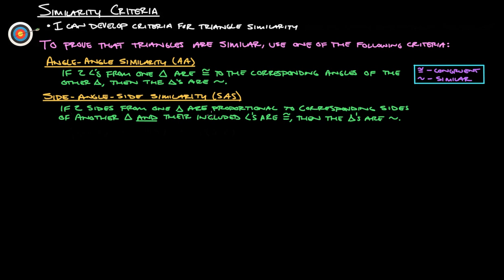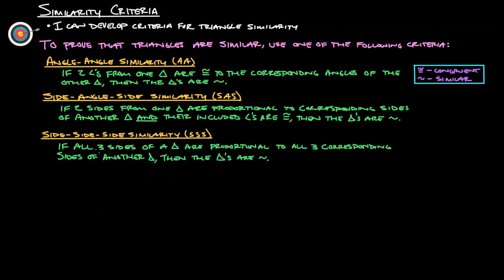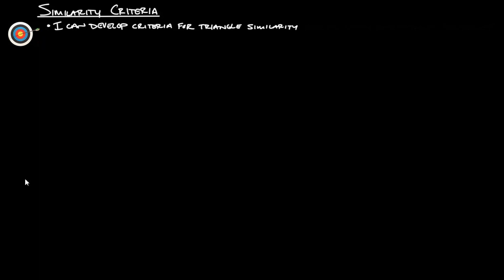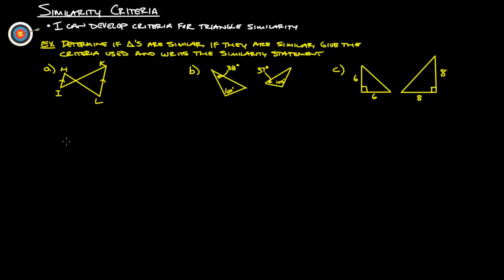If two sides from one triangle are proportional to corresponding sides, remember, proportional is not the same as congruent, it just means they have the same ratio, to corresponding sides of another triangle, and their included angles are congruent, then the triangles are similar. And then we have side-side-side similarity. If all three sides of a triangle are proportional to all three corresponding sides of another triangle, then the triangles are similar.